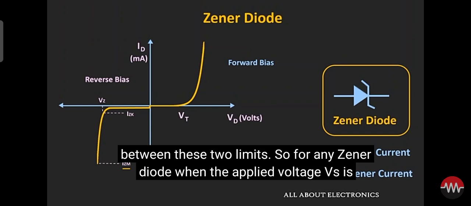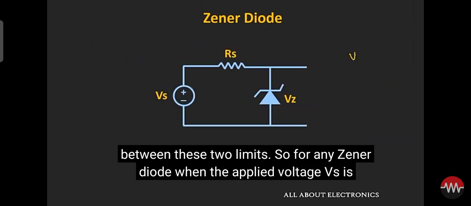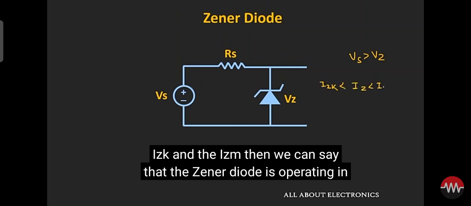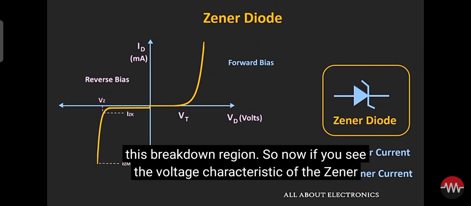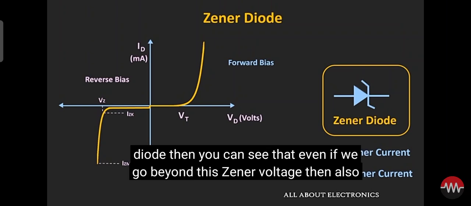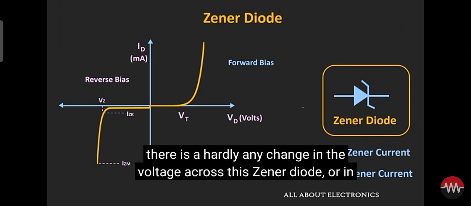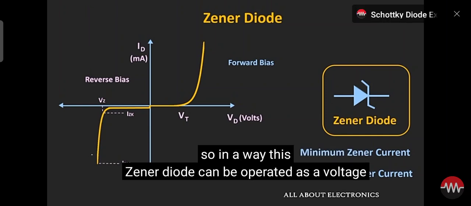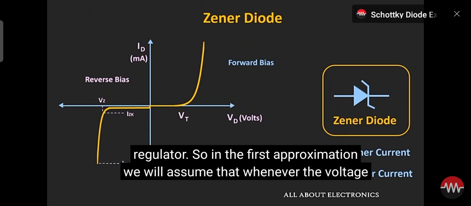So for any Zener diode, when the applied voltage Vs is more than this Zener voltage and the operating current is in between this IZK and the IZM, then we can say that the Zener diode is operating in this breakdown region. So now if you see the voltage characteristic of the Zener diode, then you can see that even if we go beyond this Zener voltage, there is hardly any change in the voltage across this Zener diode. Or in other words, the voltage across the Zener diode remains constant. So in a way, this Zener diode can be operated as a voltage regulator.